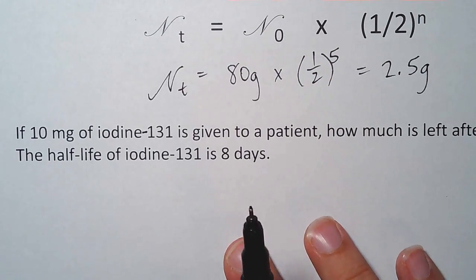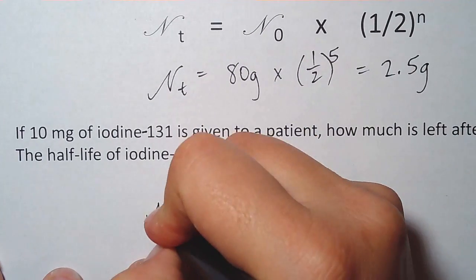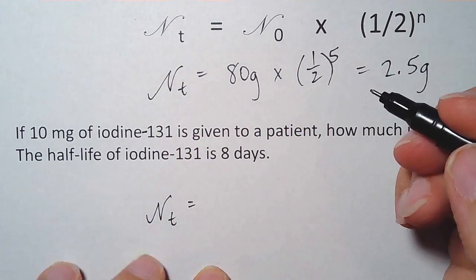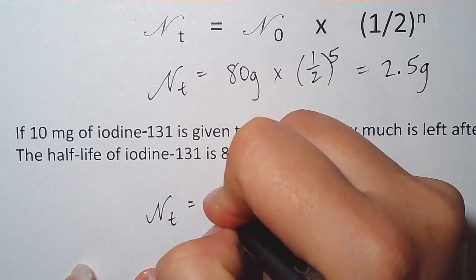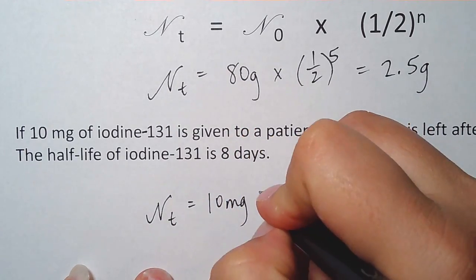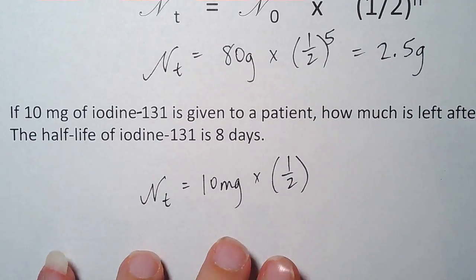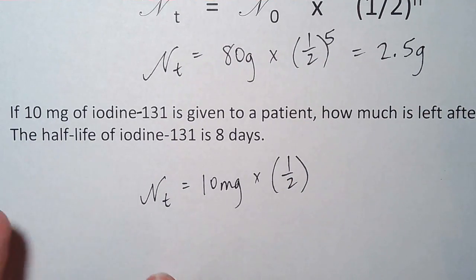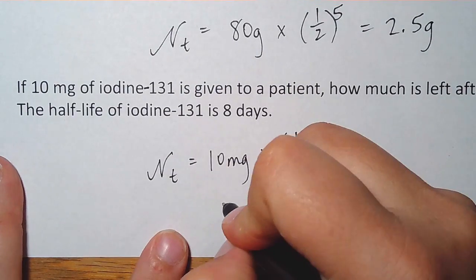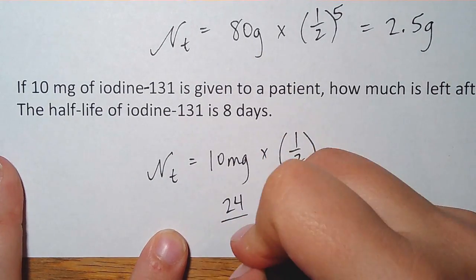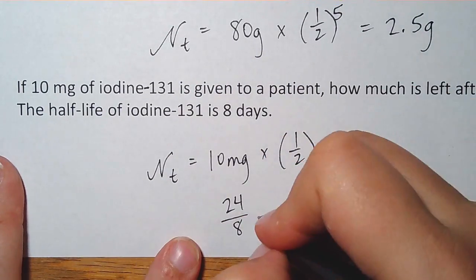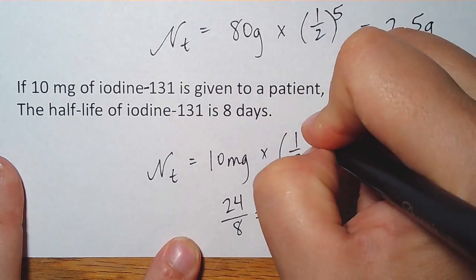Alright, so again, we're trying to do our NT. We started with 10 milligrams times 1/2. Okay, what is our N? How many half-lives has it been through? Well, 24 days divided by 8 days, which is our half-life, means it's been through 3 half-lives.